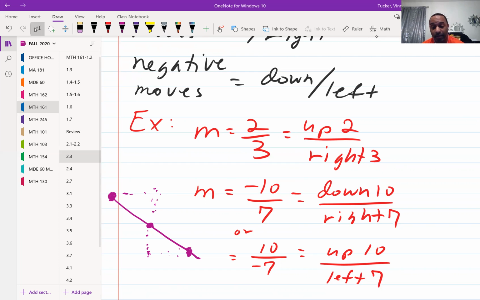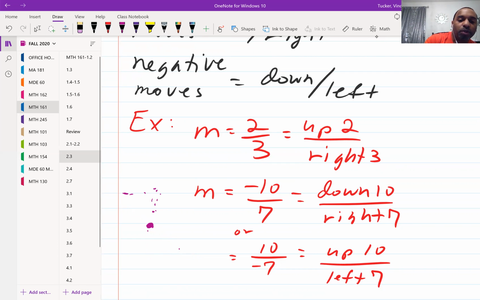Now, if I decided to give the negative sign to the bottom number, that means I would have a positive 10 over a negative 7. So that means I will go up 10, left 7. So either way, I will still be on the same line. So we talk about right here. See, I erased it now.